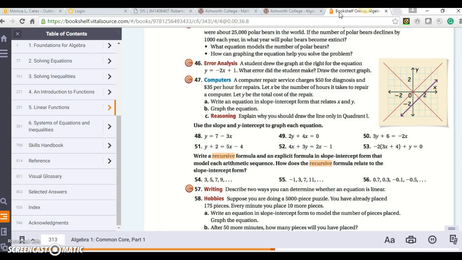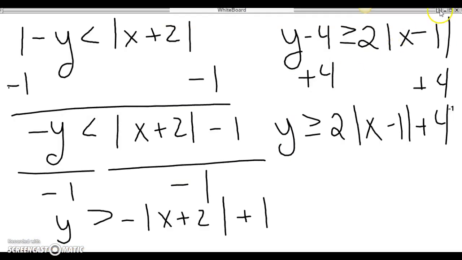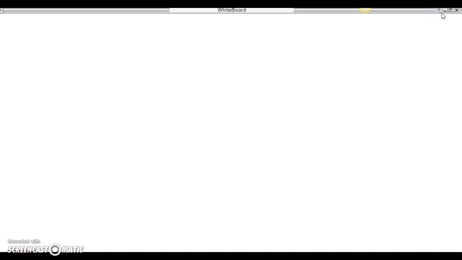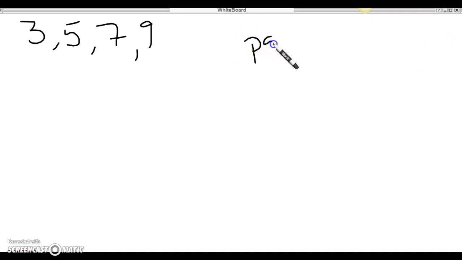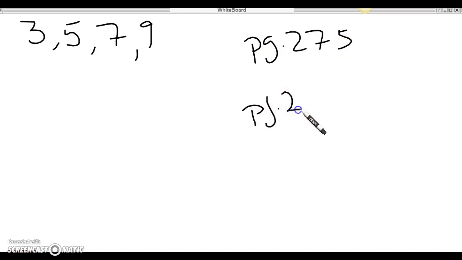So the first one, number 54, is 3, 5, 7, and 9. Oops, sorry, I forgot to clean my board. So we have 3, 5, 7, and 9. And if you recall from a previous lesson, they talked about recursive and explicit formulas. You can find both of those formulas on page 275 and page 276.